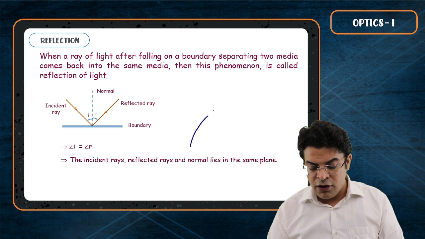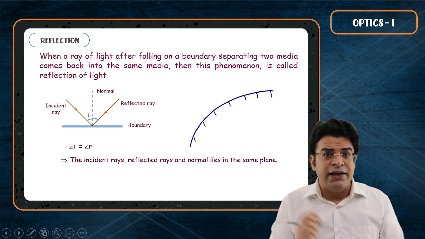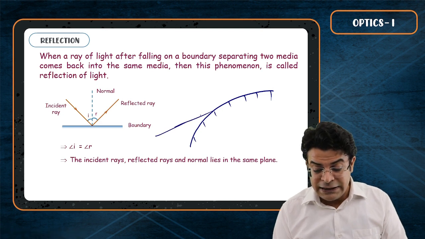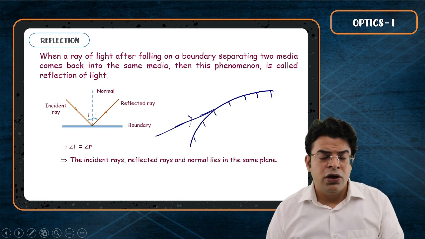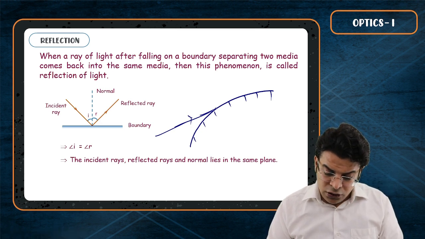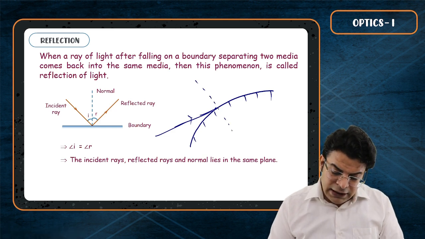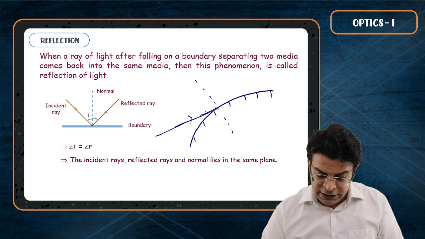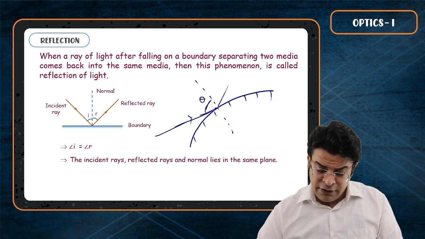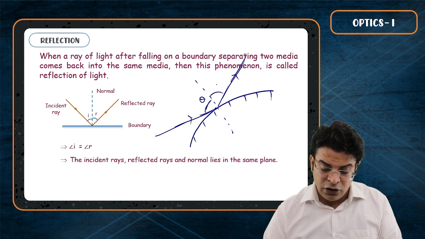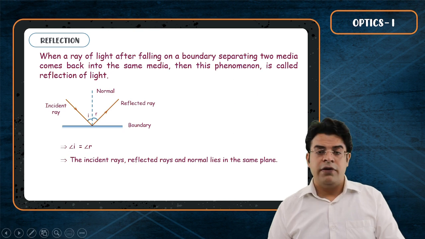Let's say you have a curved surface. And on this curved surface, which is reflecting in nature, a ray of light is incident. How will this light ray go after the reflection? To understand this, you need to draw the normal at the point of incidence. So visualize a normal here. Let's say the incident ray makes an angle theta with this normal. Then after reflection also, this ray will make the same angle theta with the normal because that's what the law says. The angle of incidence equals the angle of reflection.